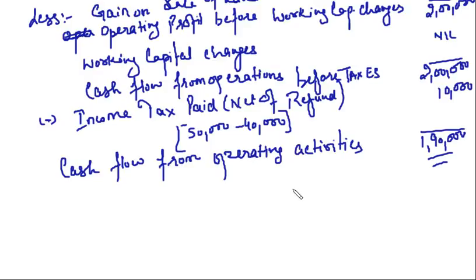Clear, friends? So I will again say that whenever you get a question on this, first of all, identify the items under net profits which are to be adjusted in the net profits. Then identify the items which are to be adjusted in non-cash and non-operating items. Then identify the items which are related to the working capital changes, that is current assets and current liabilities. Right? And be careful with income tax paid.